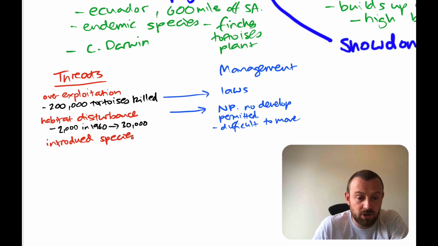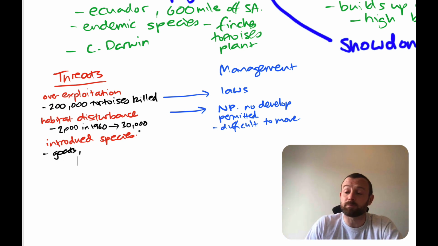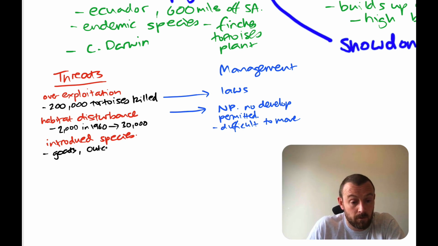This is a huge thing, okay? So, goats. Goats shouldn't be there. Goats were introduced, I don't know, 100 years ago by sailors. They eat the vegetation, they destroy the habitat, and they outcompete tortoises, for example. Pigs, okay? Pigs eat tortoise eggs.